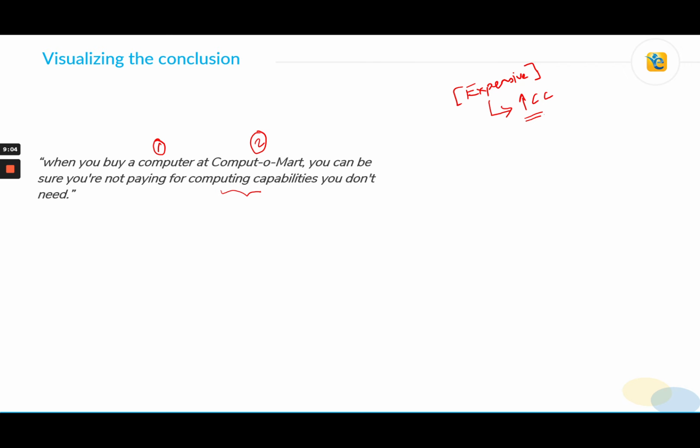One group of salespeople, the competitor salespeople, are going to push expensive units at you. Comput-o-mart salespeople are not going to do that. Based on that, the claim is that a customer will not end up paying more for computing capabilities. So the author is intrinsically assuming that more expensive must at some level imply more computing capabilities. This assumption is being made, all right? Something that again we need to pay attention to.